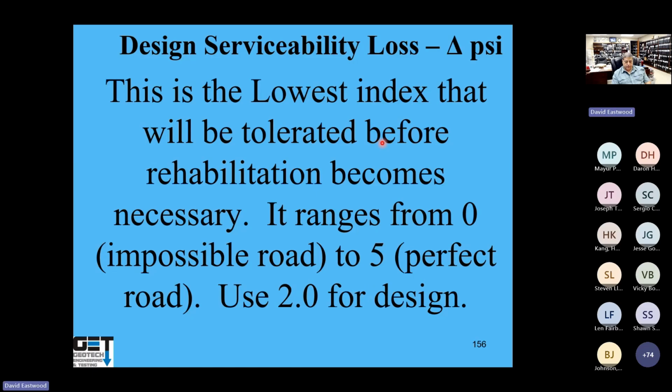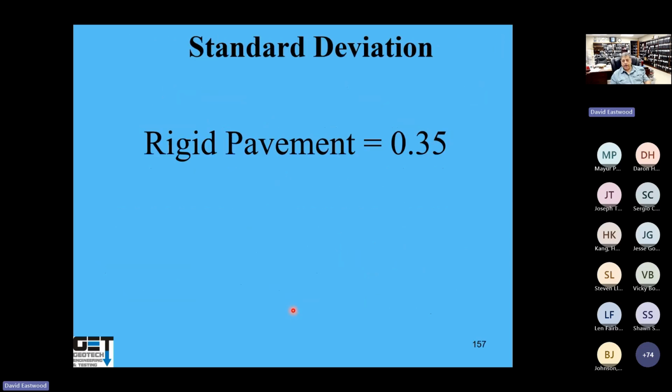We use this design serviceability loss. This is the lowest index that you tolerate before rehabilitation is necessary, when the pavement goes bad. Basically 0 means the road is totally messed up and you can't drive on it. 5 is a perfect road. We use 2 for design, and standard deviation 0.35, which I still use for rigid pavement, which is concrete.